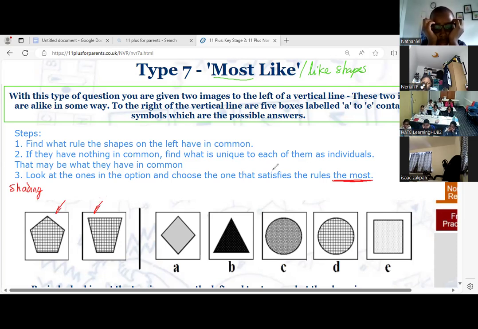So you cannot say position because of that. So the only thing they have in common is what? Shading. So let's look at our options. Does A have the same shading? No. What about B? Does he have the same shading? No. What about C? Does he have the same shading? No. What about D? Does he have the same shading? Yes.